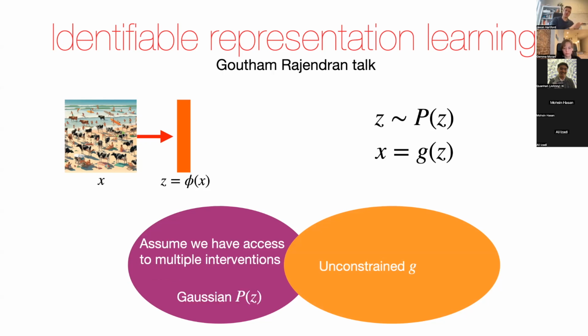Then we saw Gautam's talk last week, where we made an additional assumption of Gaussian latents, and again having access to multiple interventions. But this then allowed us to drop the constraints on G. This week, we can go the opposite direction.